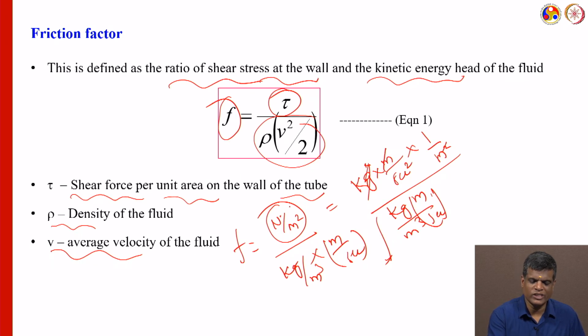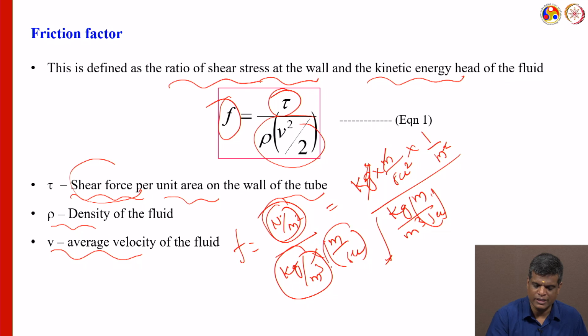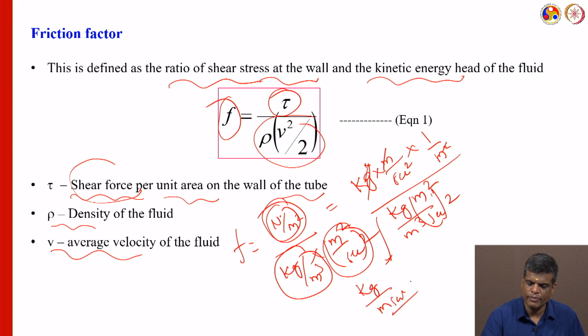Here tau is the shear stress, the ratio of shear force per unit area. Then the density is here, then velocity is here. This is meter square per second square, because of V square. So finally this will be kg per meter second square, the same way here also, and you get finally 1, a dimensionless number.